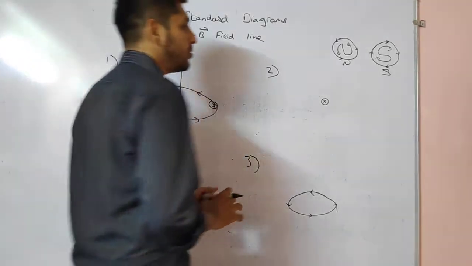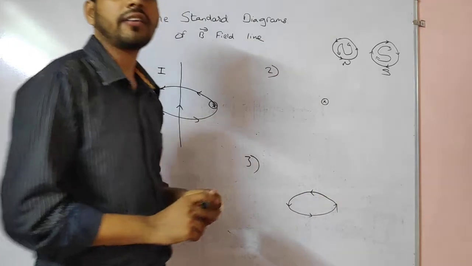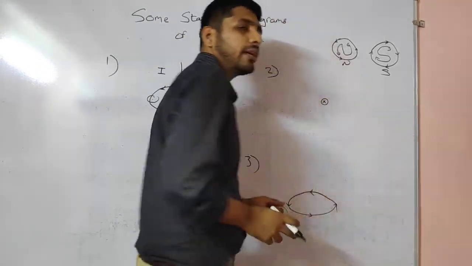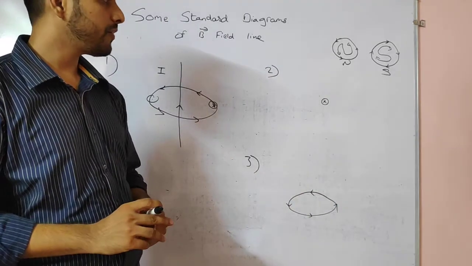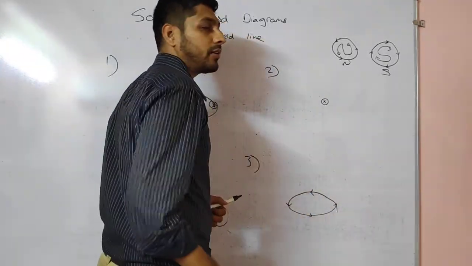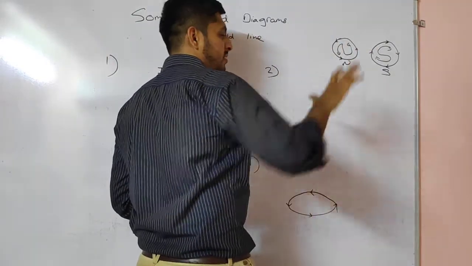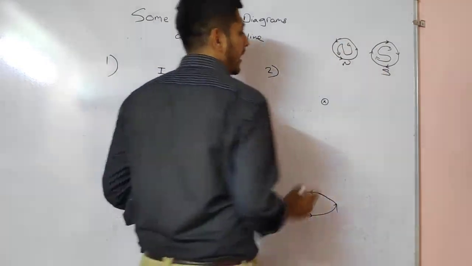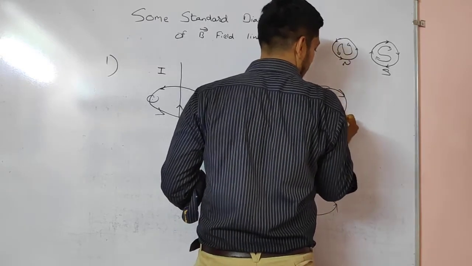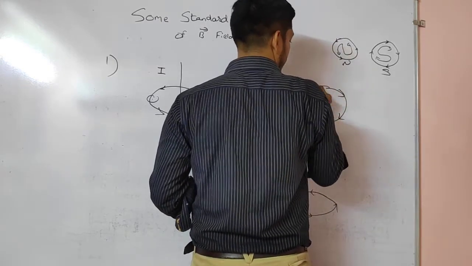Now suppose we have this another case where there is a wire which is going inside. Okay. The current carrying wire is going inside. Now if you want to find the magnetic field around it, what we will do? I'll put the thumb in the direction of current and I'll rotate my fingers. So the direction of magnetic field will be this. This will be the direction of magnetic field.